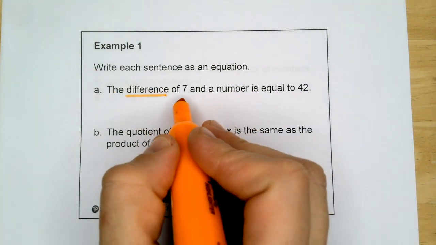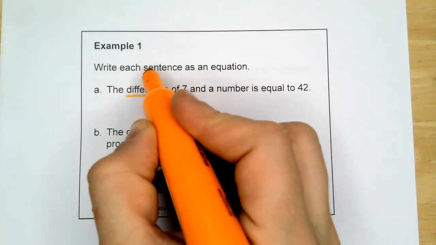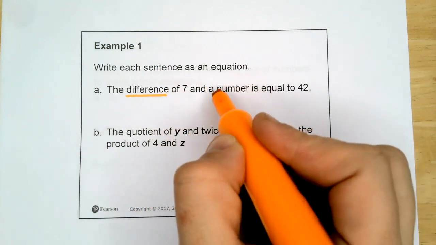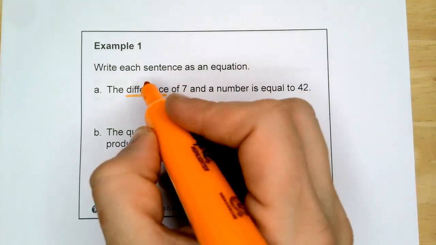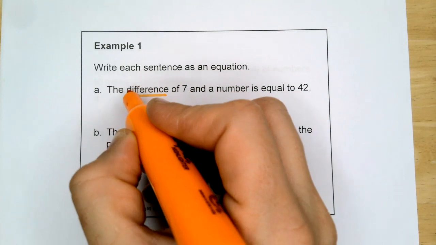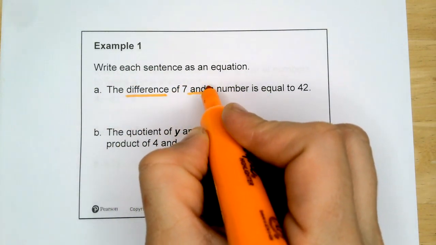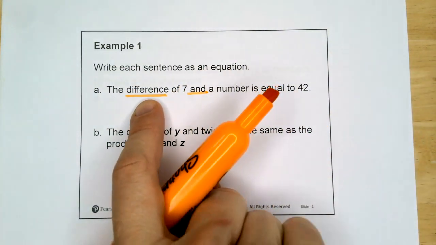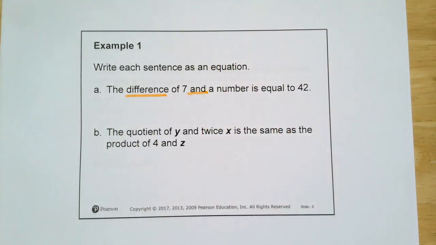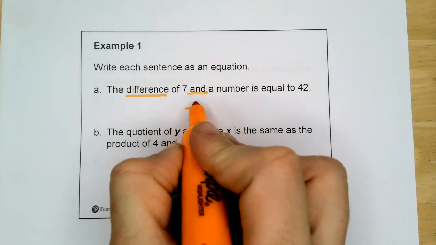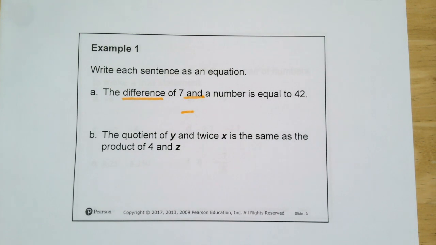The difference of. So when you think about difference, the difference of 7 and a number is equal to 42. The whole phrase, the difference and, goes with that. So it's the difference of two things, right? Difference means subtraction. If we're subtracting, we have to subtract two things. So the difference of two things means that and is part of the difference phrase. It goes with difference, okay? The difference of 7 and a number is equal to 42.